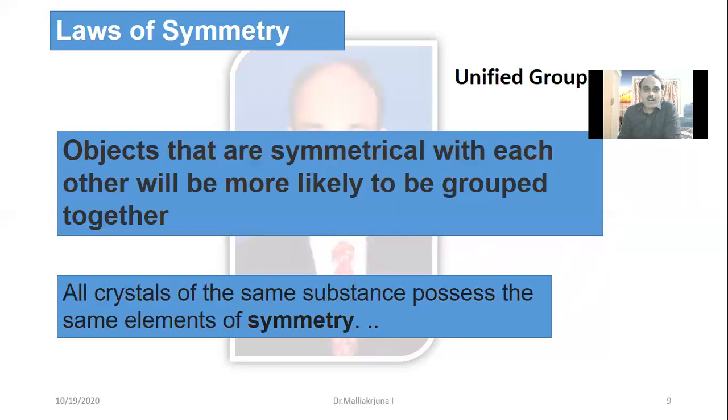So, what does this law say? All crystals of the same substance possess the same elements of symmetry. Yes, all crystals of the same substance. Say, for example, sodium chloride, which belongs to the face-centered cube. Any crystals of sodium chloride should exhibit the same kind of symmetry elements. Say, for example, cesium chloride, which is a body-centered cube. Any crystals of the cesium chloride body-centered cubic structure have the same number of symmetry elements. That is what it means: all crystals of the same substance possess the same elements of symmetry.